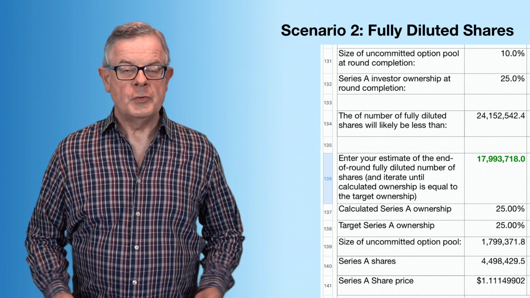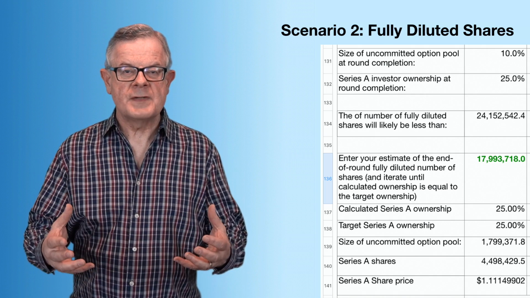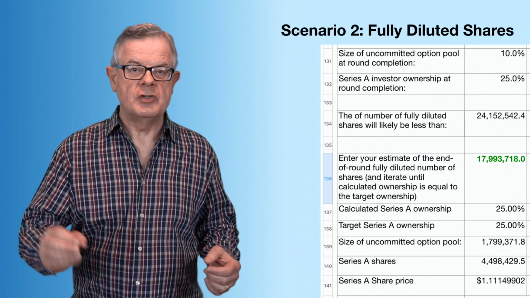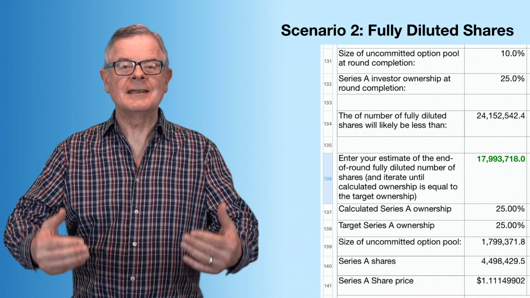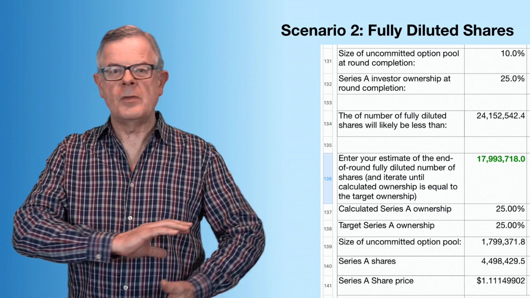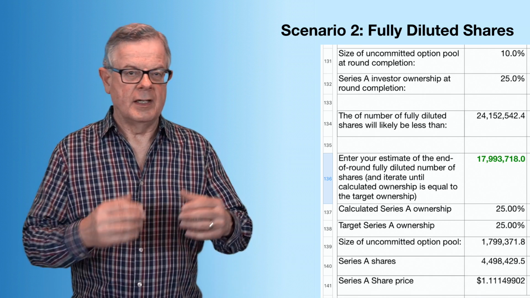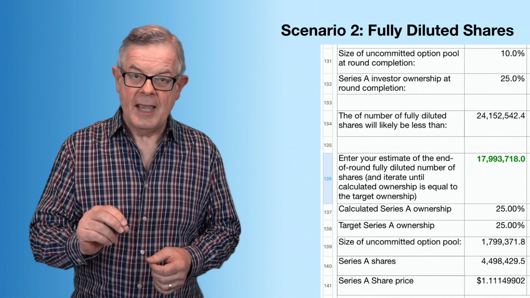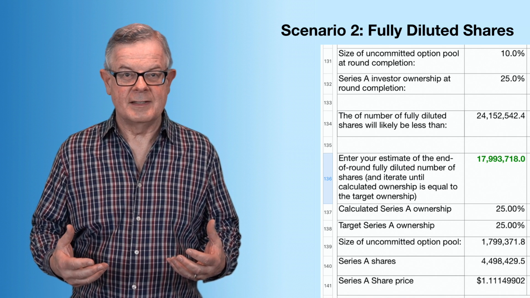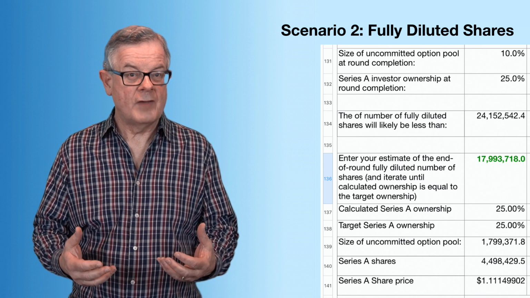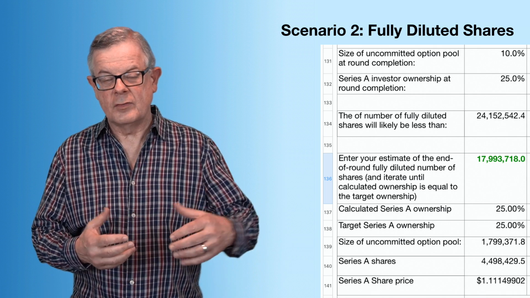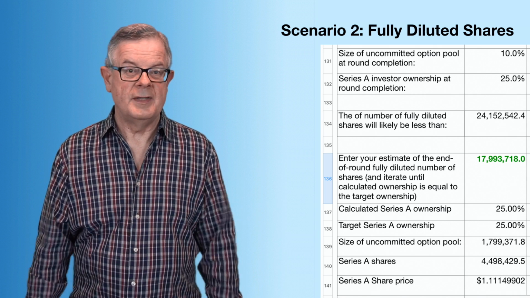So in scenario 2, we want 10% of the fully diluted shares of the company to be allocated to an uncommitted option pool at the end of the round, after all the stock's been issued to the convertible notes, the safes, and the Series A investors. And we want the Series A investors to get enough stock so that they own 25% of the company at the end of the round, even though all those other convertible securities are also being converted.